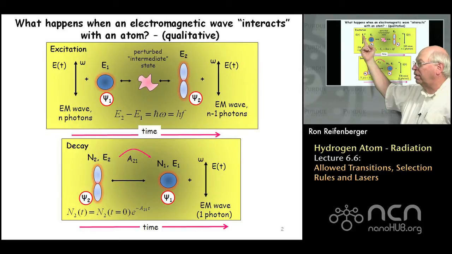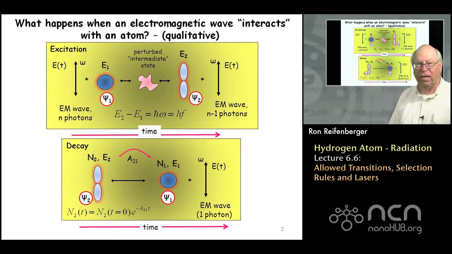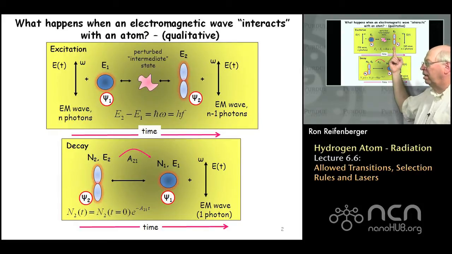time-dependent angular frequency of the electric field E of the incident electromagnetic wave. So this is what happens to the atom. It settles down into another stationary state, psi2. The photon field that passes through is now devoid of one photon, because that photon has been used to promote the electron in the atom from energy level E1 to E2.